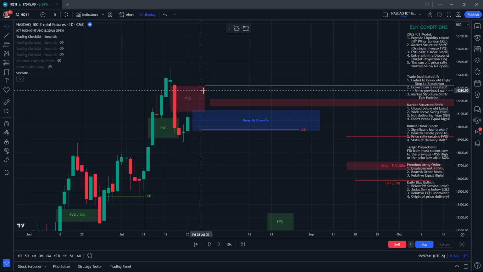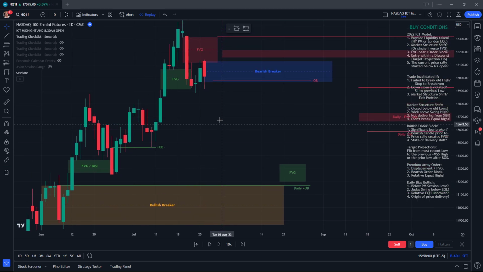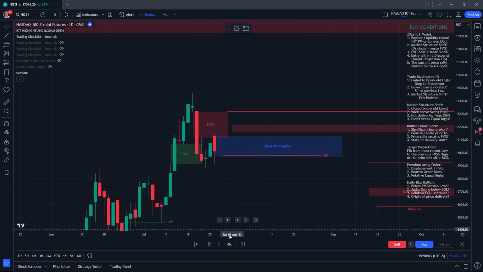Then we've created this sell side imbalance, a SIBI, fair value gap SIBI. So we anticipate that price might want to go there, but of course we don't know for sure, because there is this fair value gap here and we are anticipating price to come down here at some point. So it's giving us clues of what it's going to do, but not everything.